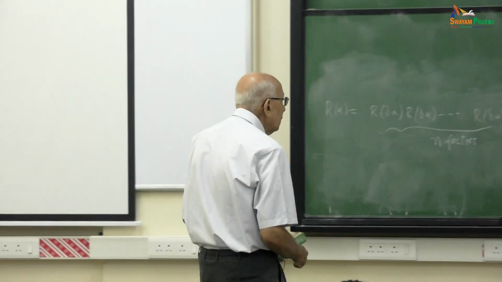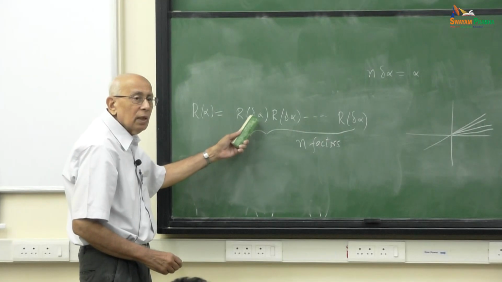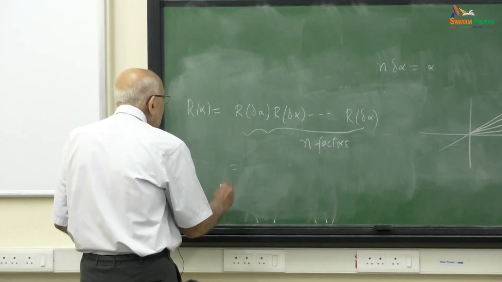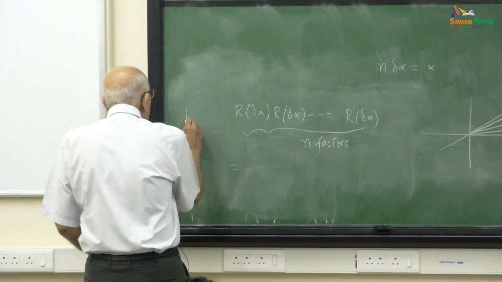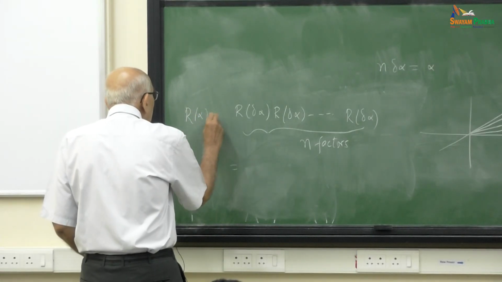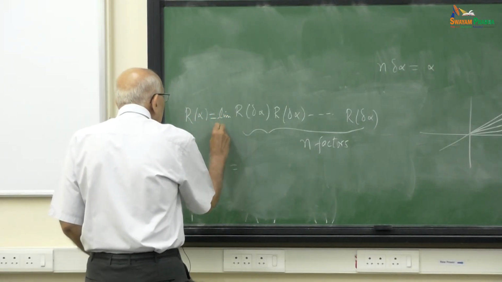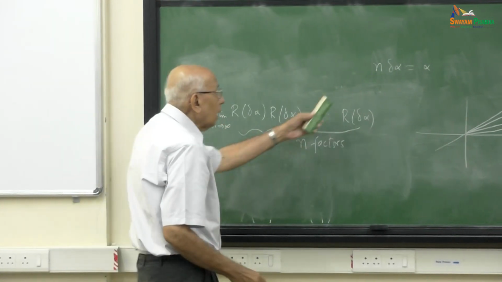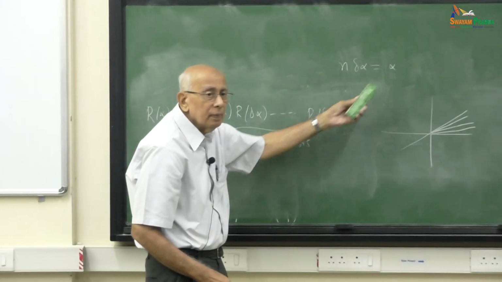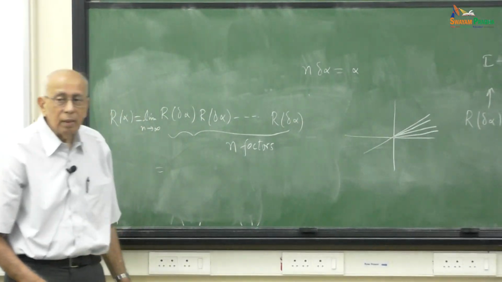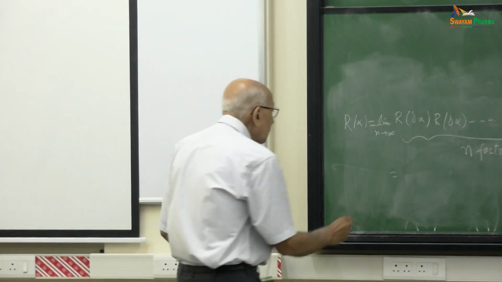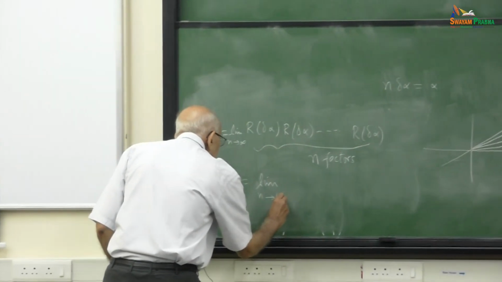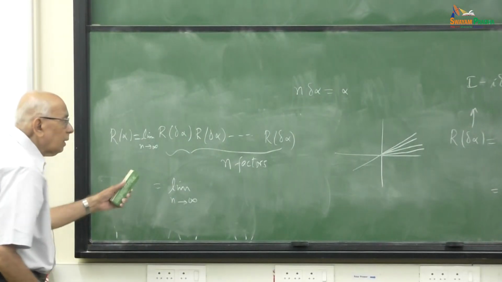Okay. What is this equal to? What is R of delta alpha? Oh, by the way, R of alpha equal to limit n tends to infinity, this guy, such that n delta alpha equal to alpha. I'm going to take the limit. So this is equal to limit n tends to infinity. What is R of delta alpha, by the way?